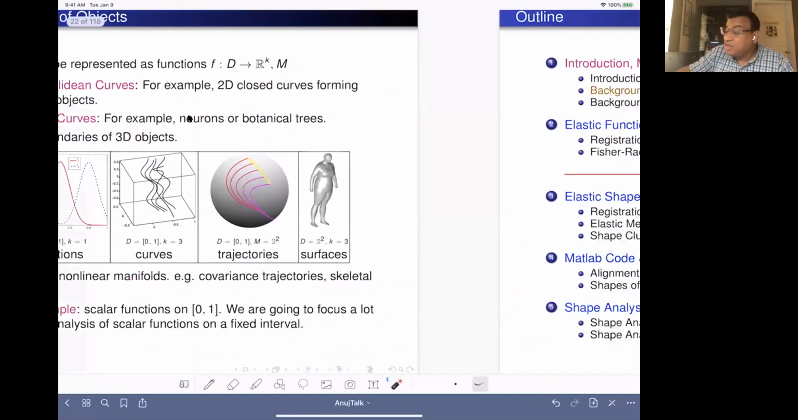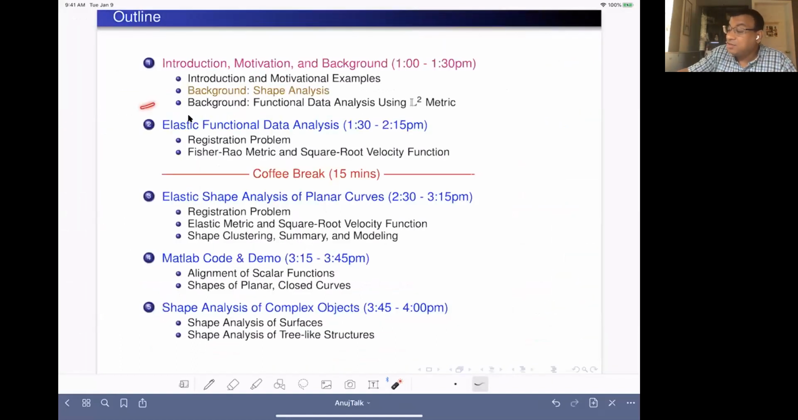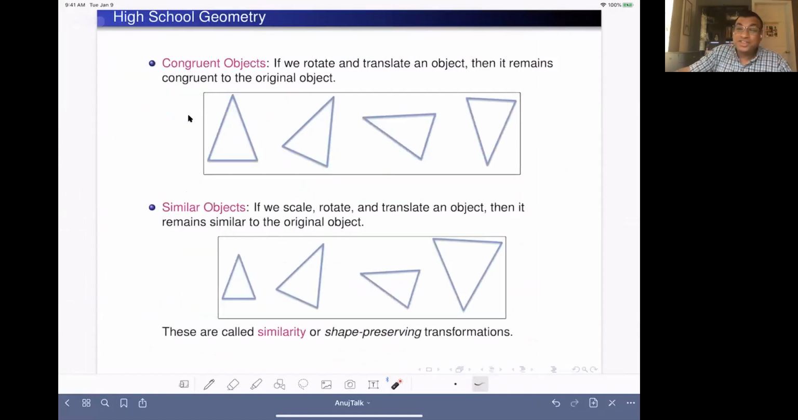So I want to get into a little bit of the background of shape analysis. This was a little bit of a motivation. Barney mentioned geometry and geometry classes. My son is taking a high school geometry class, and that reminded me of some things we studied about congruency. So what were congruent objects?